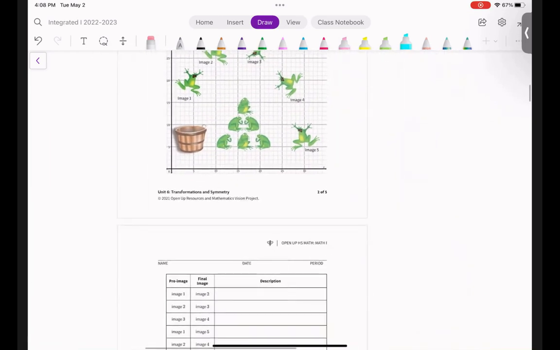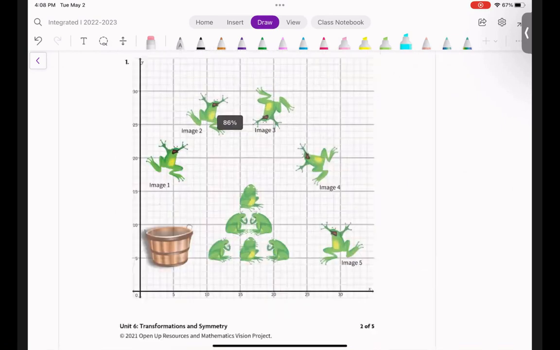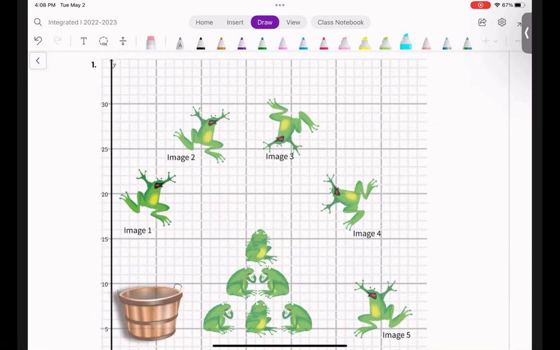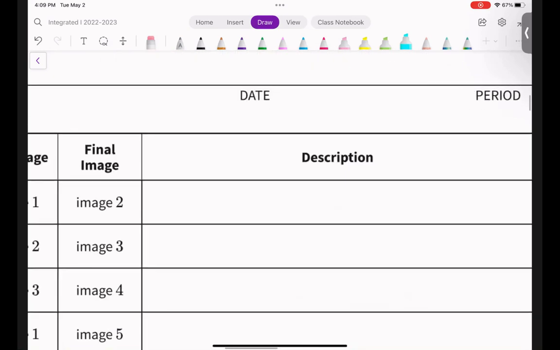So, let's see. We're going to go from 1 to 2. We're going to start with 1 to 2. From 1 to 2, decide if it's a reflection, a rotation, or a translation. Which one is it? Okay, so yes, it is going to be a translation. So here we're going to write the word translation.